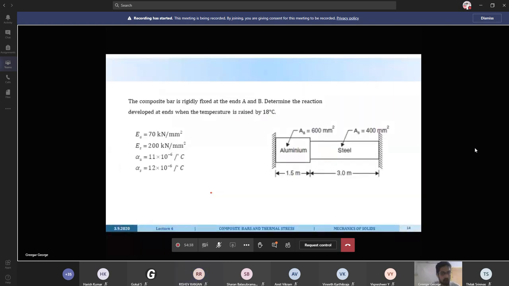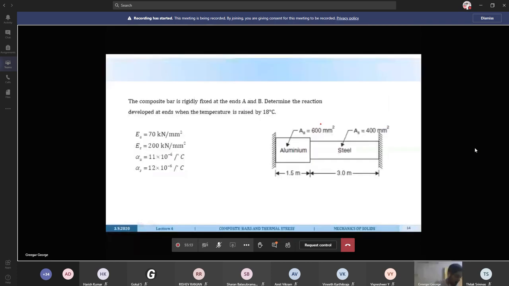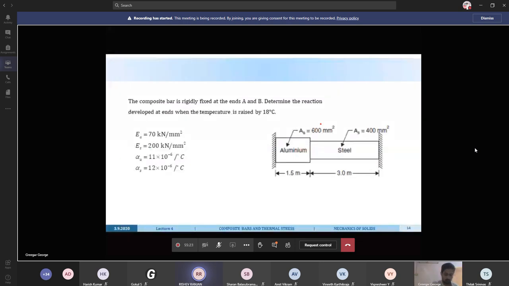And this will be the last question for today's class. A composite bar is rigidly fixed at the ends A and B. Determine the reaction developed at the ends when temperature is raised by 18 degrees Celsius. So whom should I call? Roll number 89, Rishi Viranjan. Are you here? Yes, sir. Can you solve this problem? We can do it together. So can you start with it?